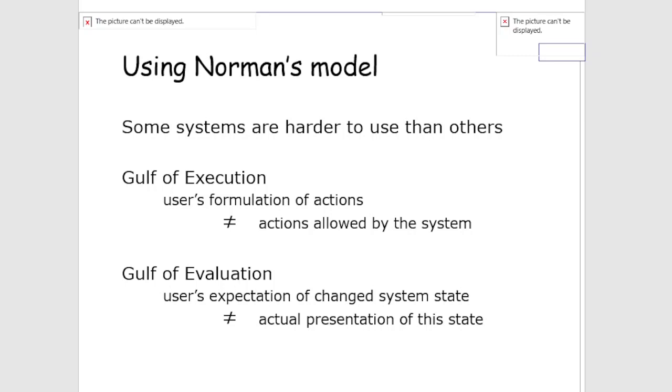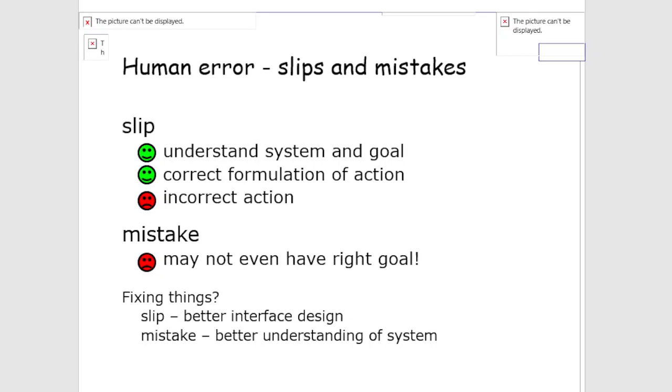The gulf of evaluation is the difference between the user's expectations of the change in system state and the actual presentation of the system state. If the user can readily evaluate the presentation in terms of his goal, the gulf of evaluation will be small. The more effort that is required on the part of the user to interpret the presentation, the less effective the interaction.